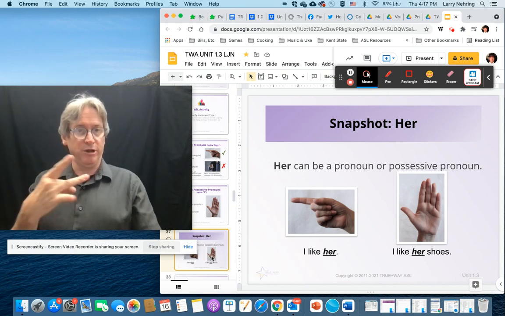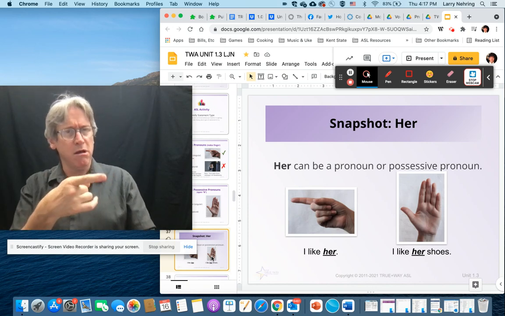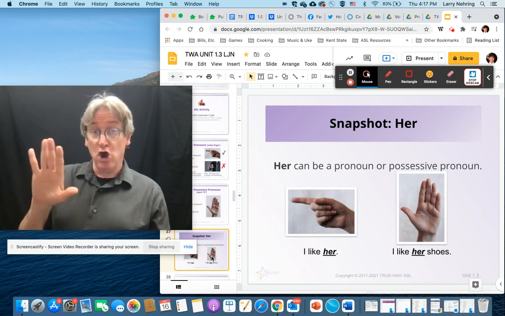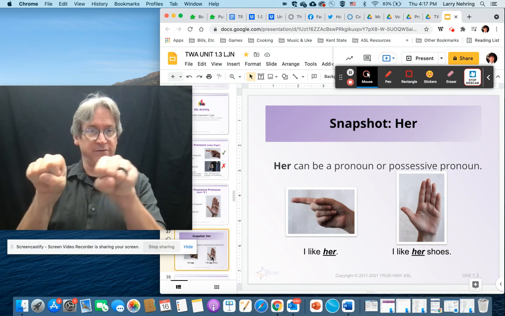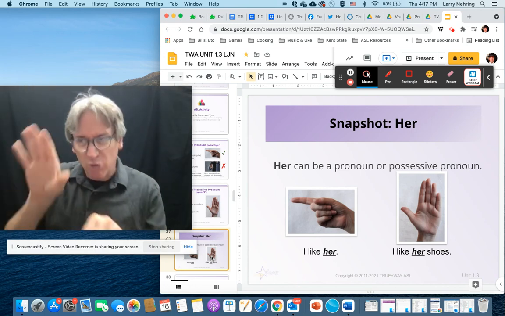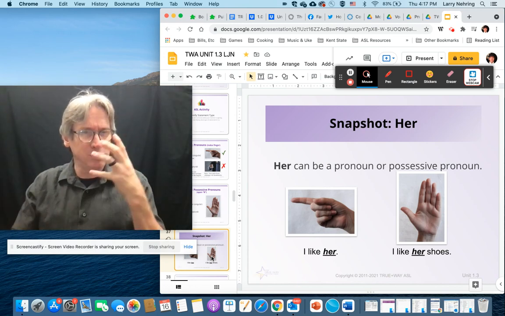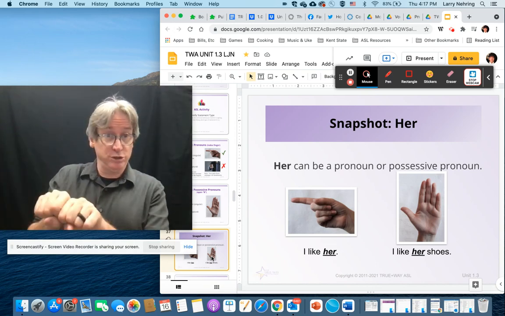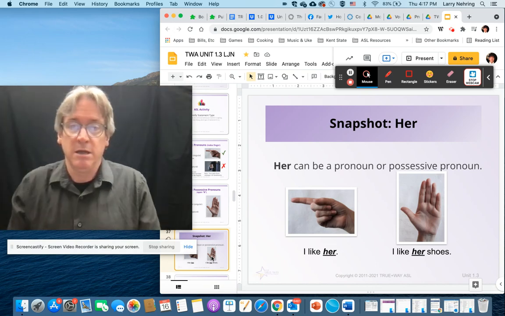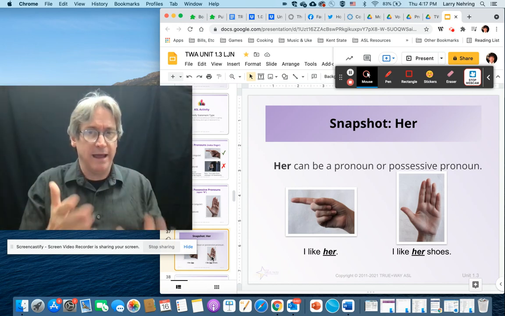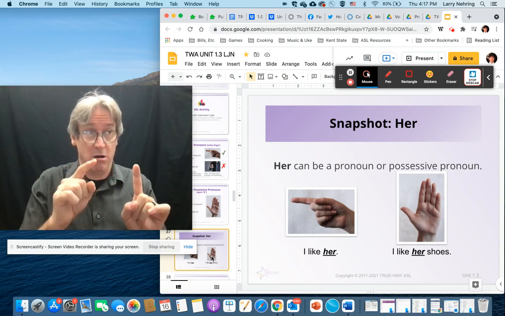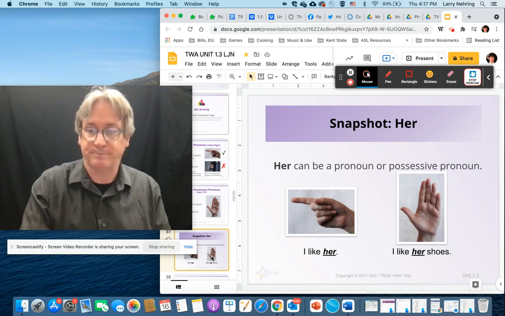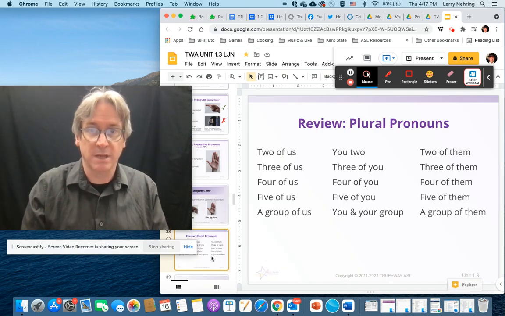So it's like you're pulling off a little piece of lint. Oh, I like her. And I like her shoes. Sign for shoes. Her shoes. Her, possessive pronoun. So keep that in mind. I like him. I like his shoes. Right? So just be aware that those two hand shapes are not interchangeable, like with me and my.